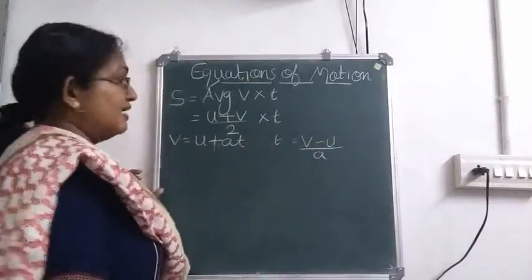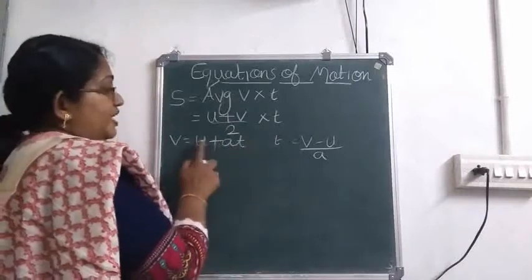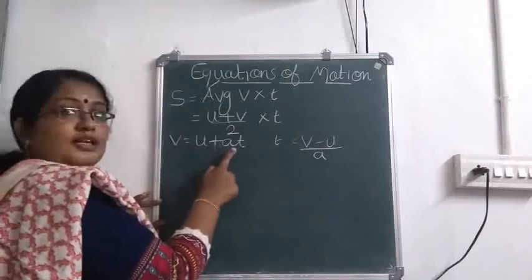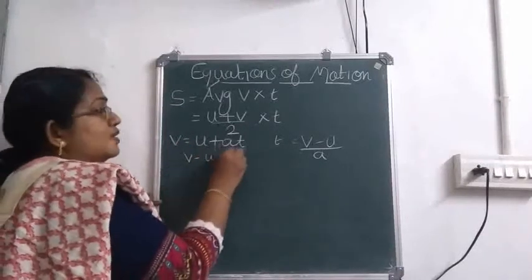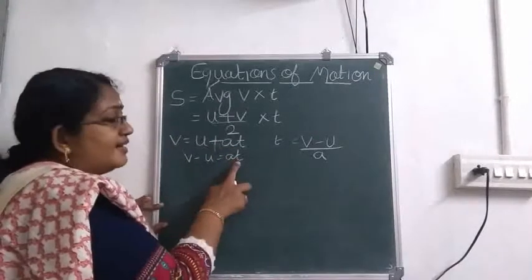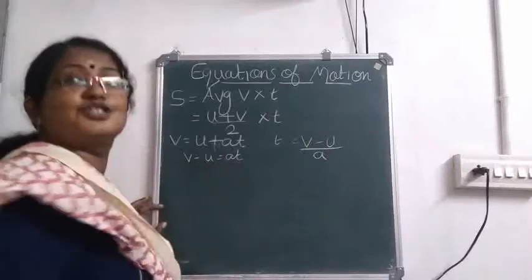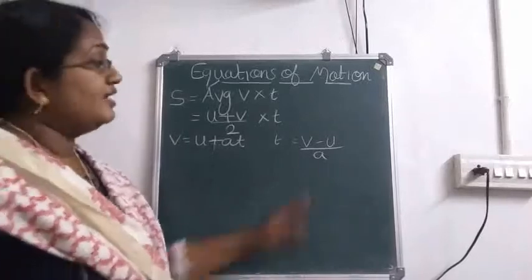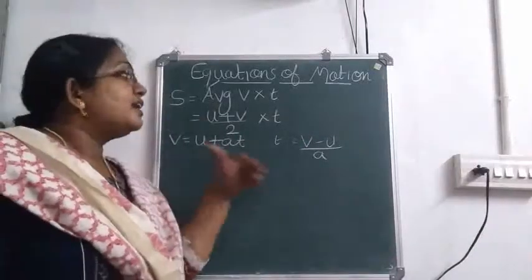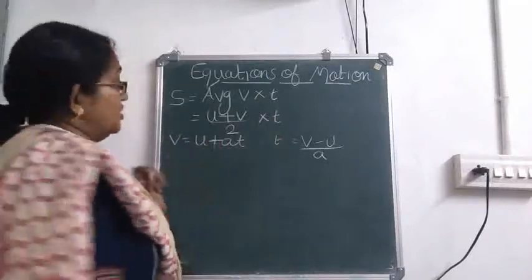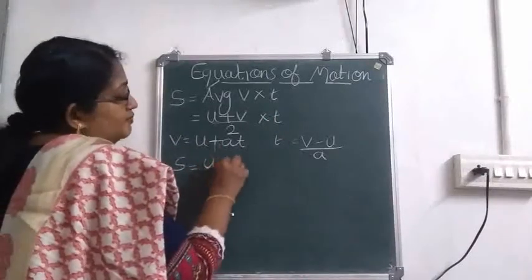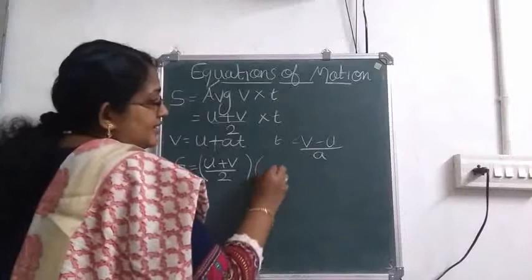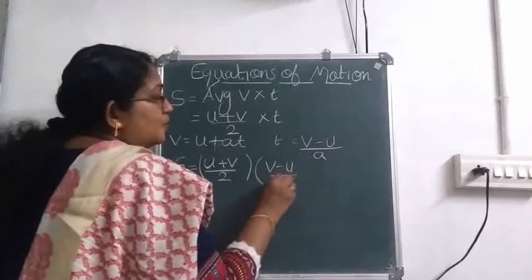Am I correct? I need this equation in terms of t. So first thing is, I will take u to this side. So this becomes v minus u is equal to at. Now I need it in terms of t, means t is equal to (v minus u) by a. Okay. So I have written first equation of motion in terms of t, and here we are going to give substitution for t. So how will our equation come? (u plus v) by 2 into (v minus u) by a.